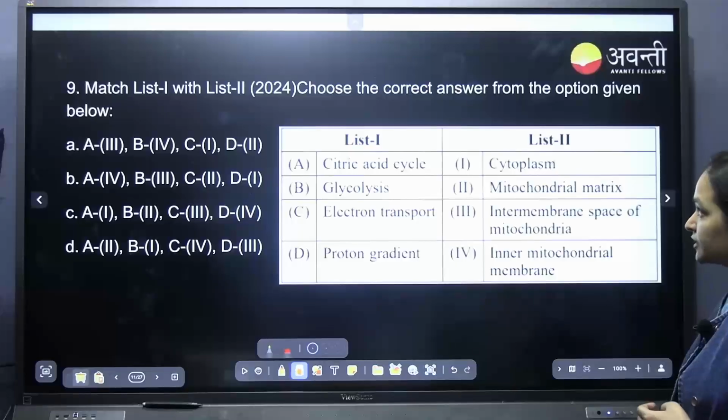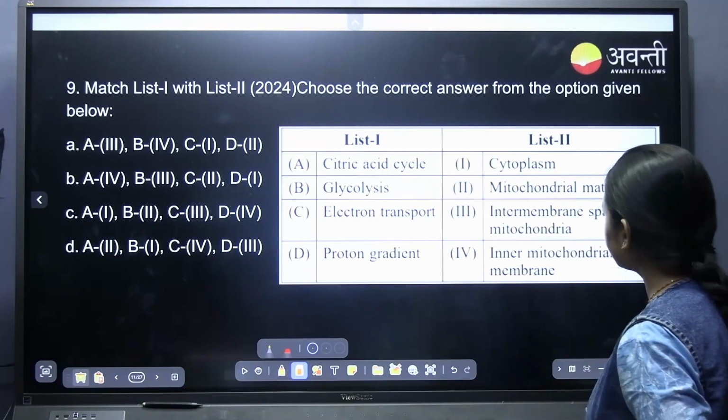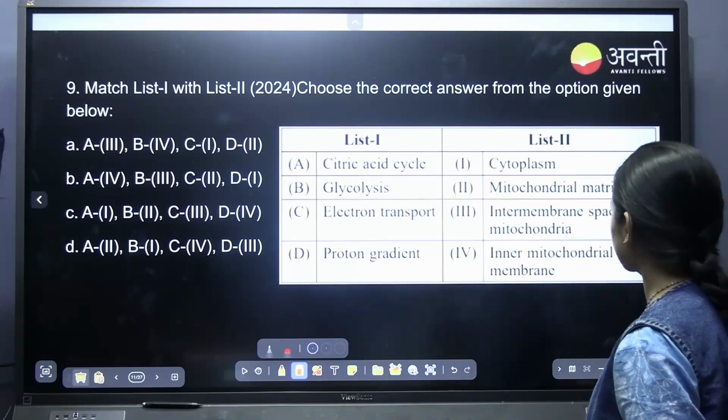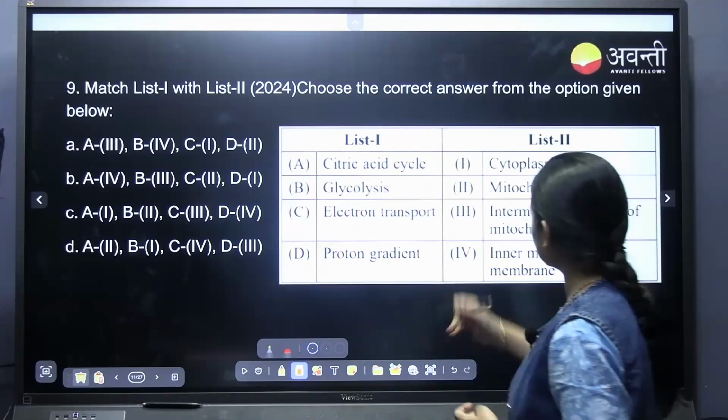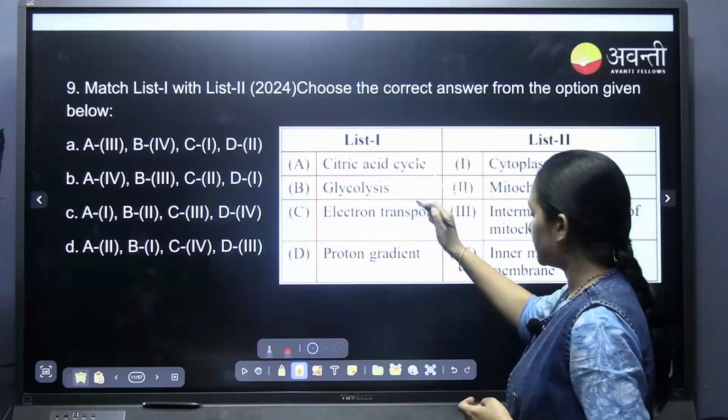We need to choose the correct answer, that is match the following. Citric acid cycle. Citric acid cycle means, okay, where is it taking place? Citric acid cycle is taking place in the mitochondrial matrix.